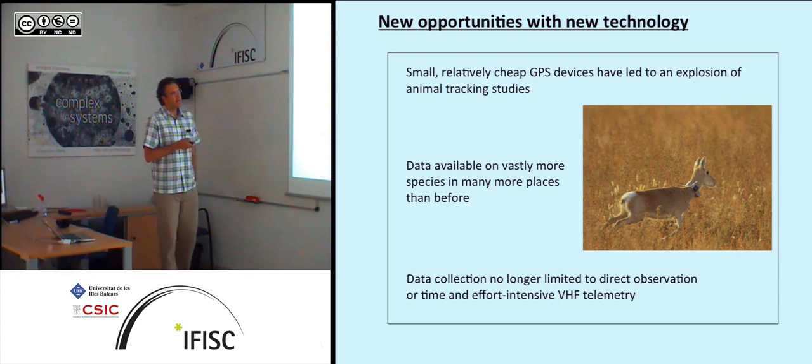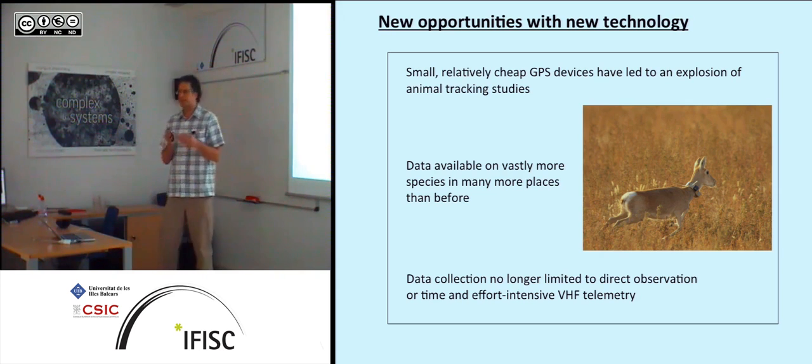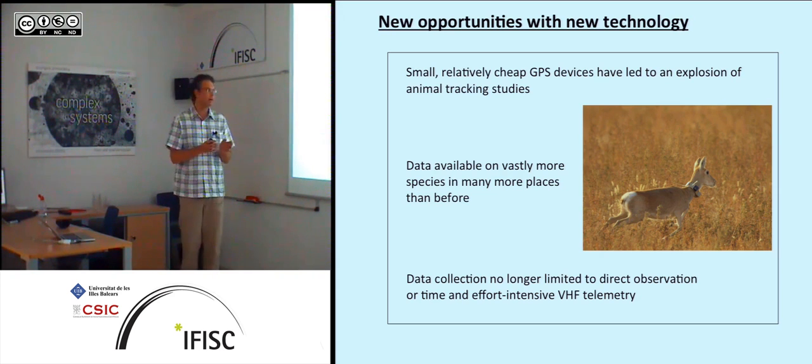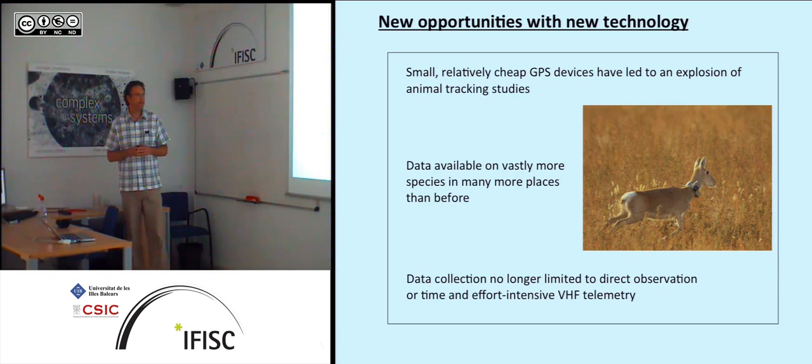But the problem that's introduced now with this classical movement paradigm is that data collection is no longer limited to direct observation or methods where you need to be somewhat close to the animal and where you can maybe relate changes in direction to some kind of behavior. Like in the butterfly example, the butterfly goes from plant to plant, stops at each plant, and makes a decision about where to go next. I buy that as a sensible way to think about butterfly movement.